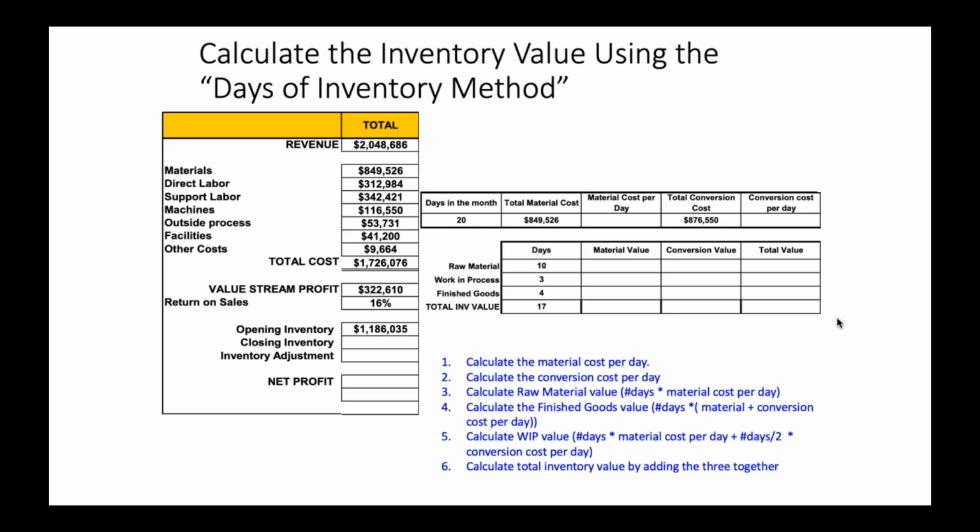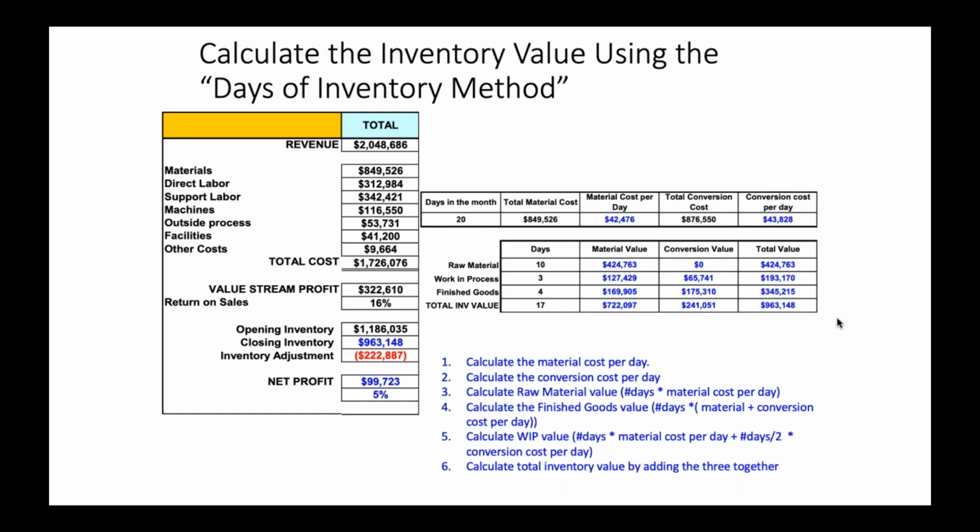So here we have a simple value stream income statement. You can see the numbers here. We have a beginning inventory of 1.186 million. We have 20 working days in the month. We have total material cost of a little over $849,500, and total conversion costs of $876,550, which is the total you get if you sum the numbers up in the value stream income statement. So what you do is calculate cost per day. We have 20 days in the month, so the material cost per day is $42,476. The conversion cost per day is $43,828.